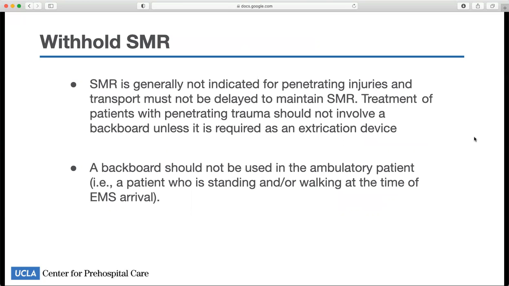This concludes the skills video for spinal motion restriction.